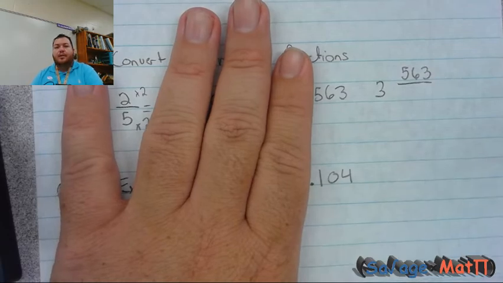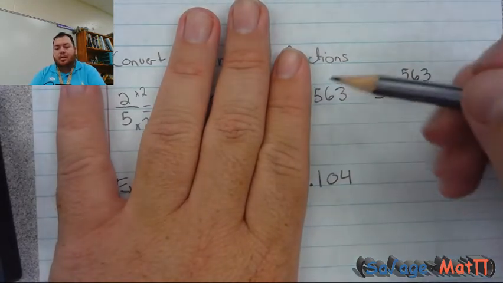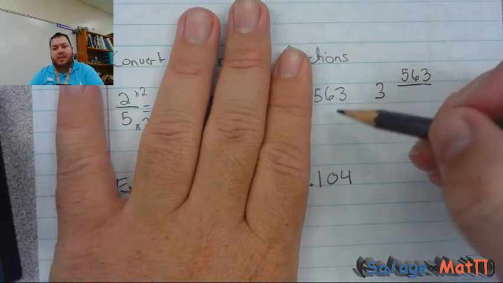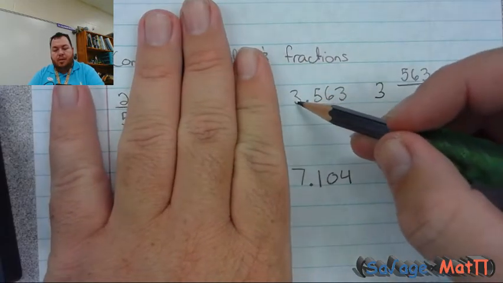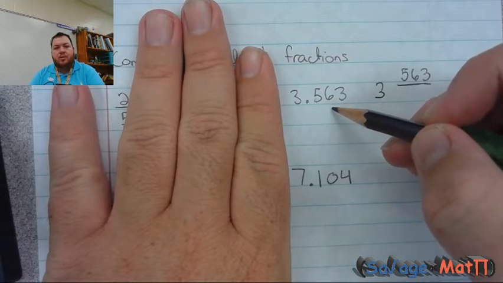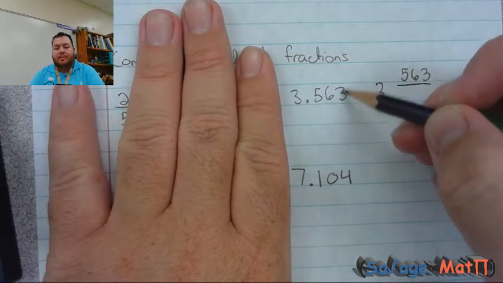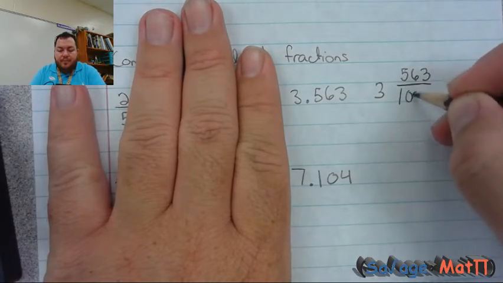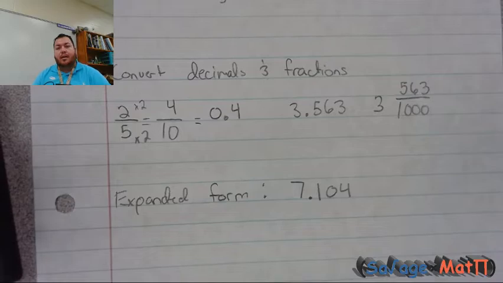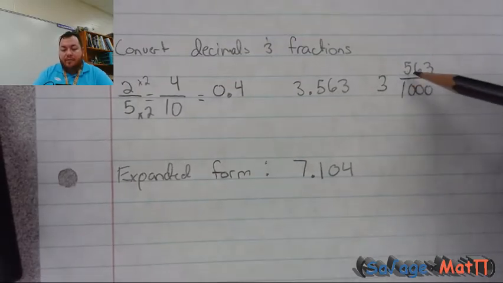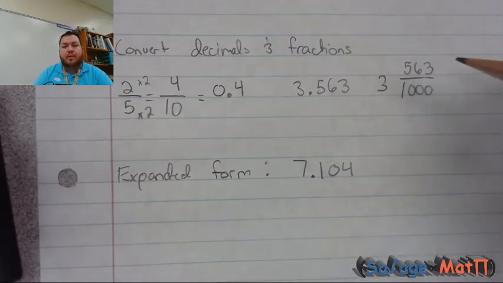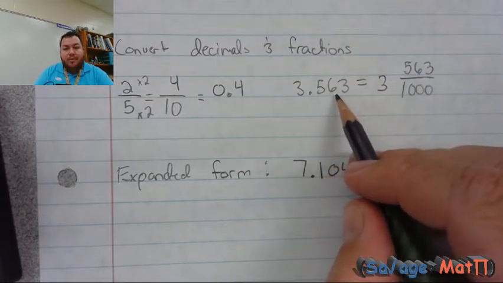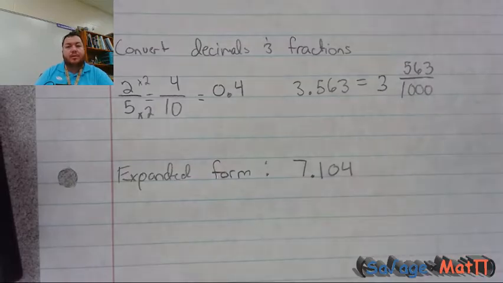563. Now the last thing I need to find out is my denominator. So let's find out what my final digit is, my 3. What place value is that in? Well, I have ones, tenths, hundredths, thousandths. So if I'm in the thousandths place value, my denominator is going to be 1,000. So right there, I would have 3 and 563 thousandths. The fraction reads the same as the decimal, 3 and 563 thousandths.